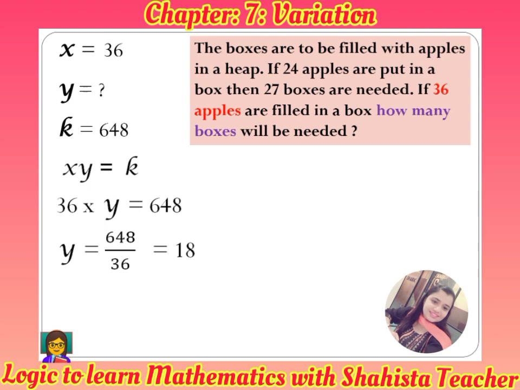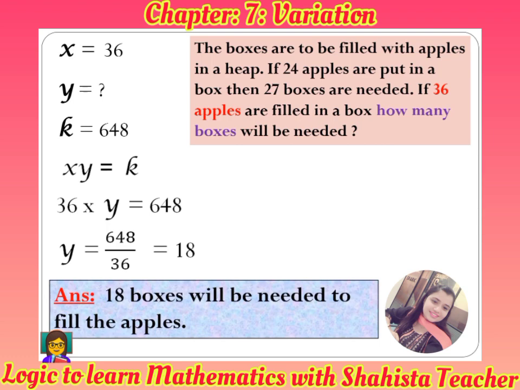Is that clear? You have to divide 648 by 36, and you will get the answer 18. So 18 boxes will be needed to fill the apples. Is that clear? That means here we needed 18 boxes to fill 36 apples. So how many boxes? 18 boxes. This you have to remember.